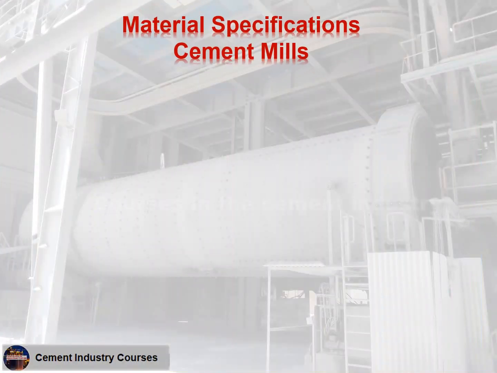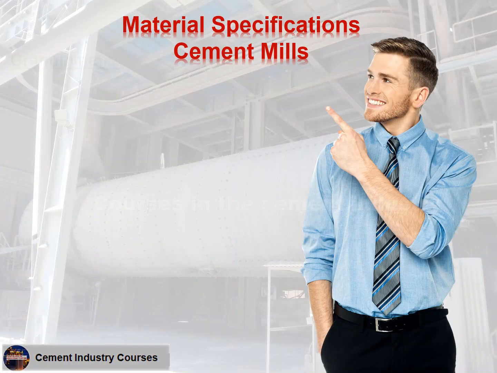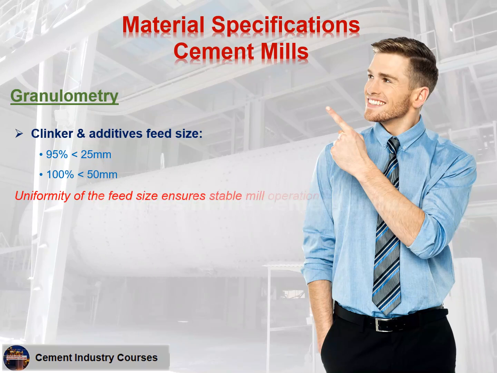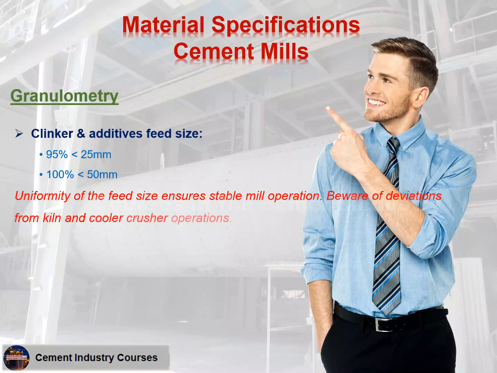Material specification: cement mills. Granulometry. Clinker, additives: feed size 95%, less than 25 mm. 100%, less than 50 mm. Uniformity of the feed size ensures stable mill operation. Beware of deviations from kiln and cooler crusher operations.